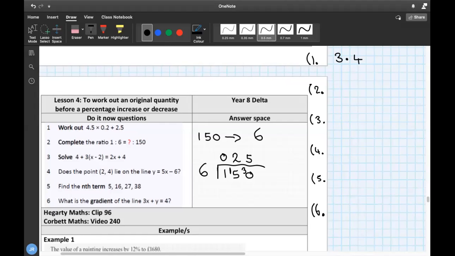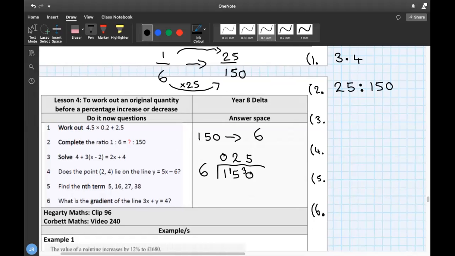So if we've got from 6 to 150, I'm just going to write it out like this. 1/6 to something over 150. From 6 to 150, we've multiplied by 25. So to keep it equivalent, we must do the same to the top as well. 1 multiplied by 25 gives you 25. Okay, so the answer here is going to be equivalent to 25 to 150.